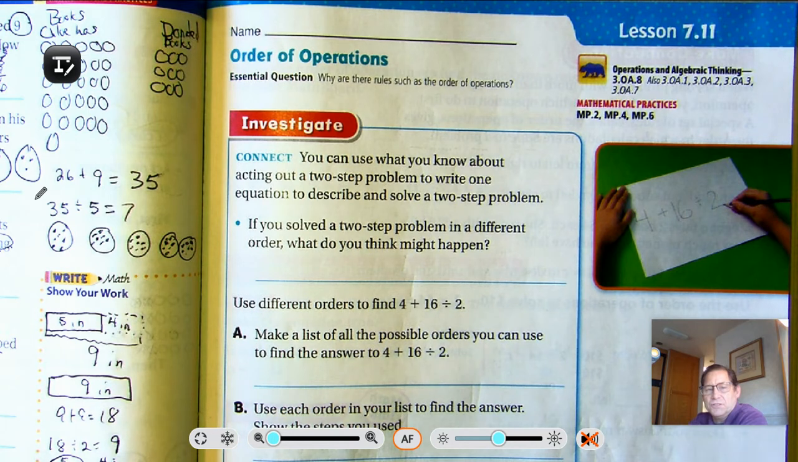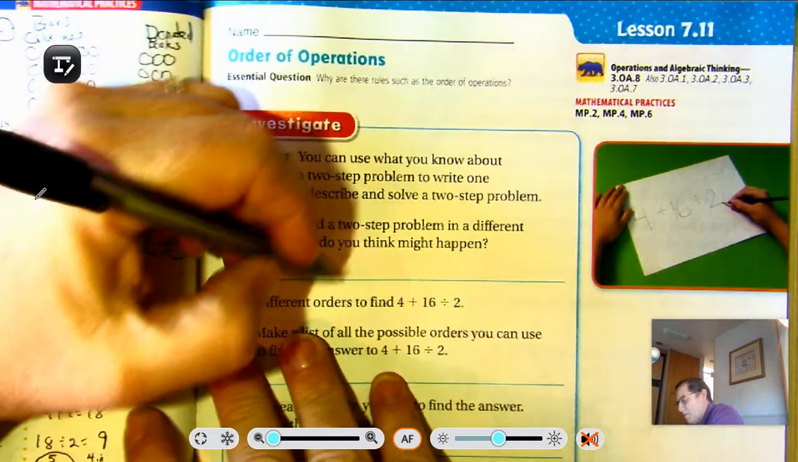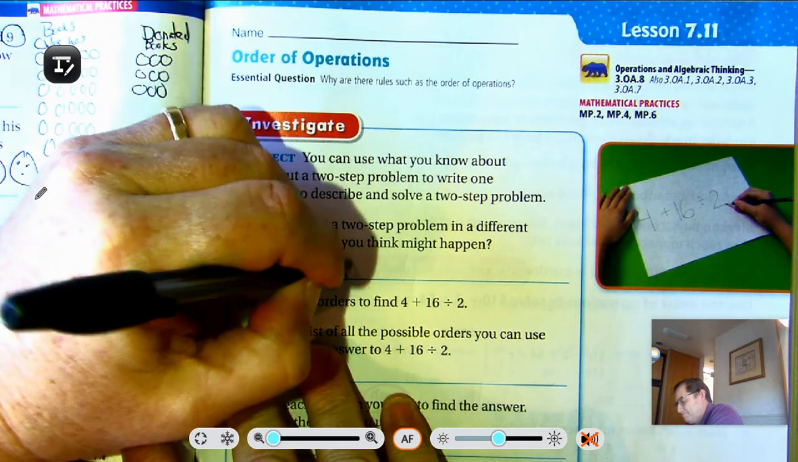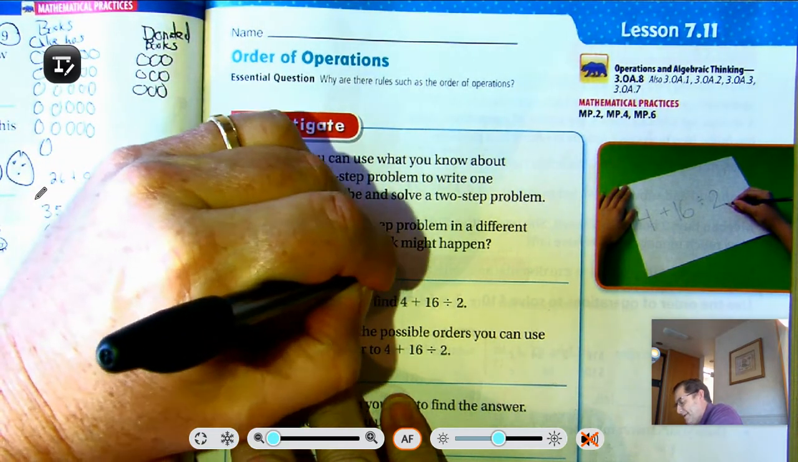You can use what you know about acting out a two-step problem to write one equation to describe and solve a two-step problem. So if you solved a two-step problem in a different order, what do you think might happen? Well, I might get different answers, is what I think.